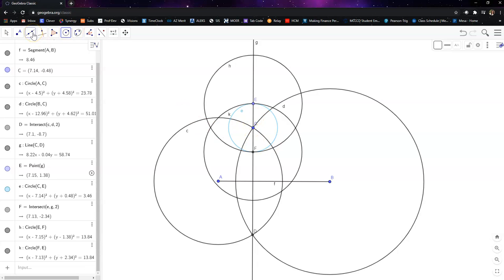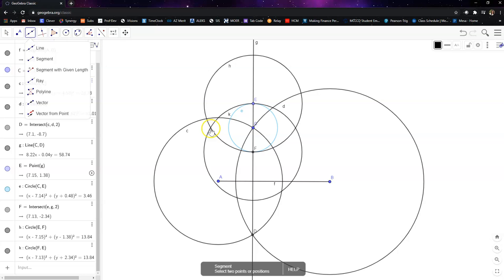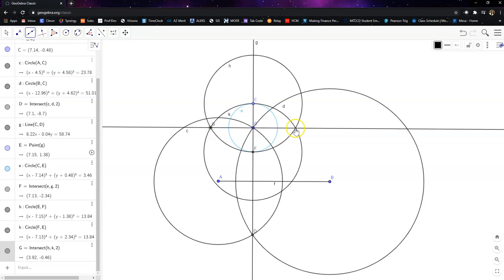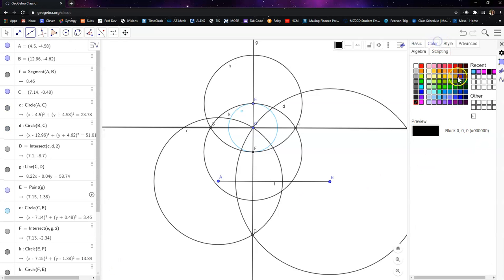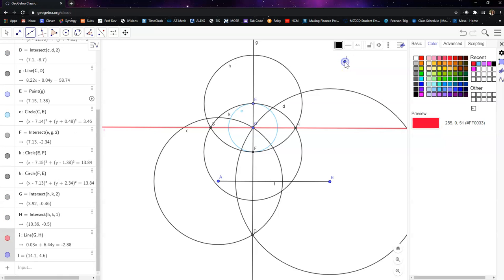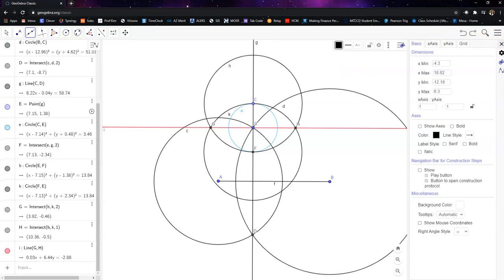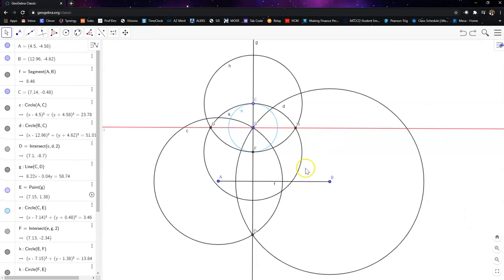What I want to do next is draw my line through the two crossing points of that eye-shaped thing. And this is my parallel line. So let me change this color. Let's do red. Let's undo that. Okay, so this red line is parallel to the original line AB that I have drawn down below.